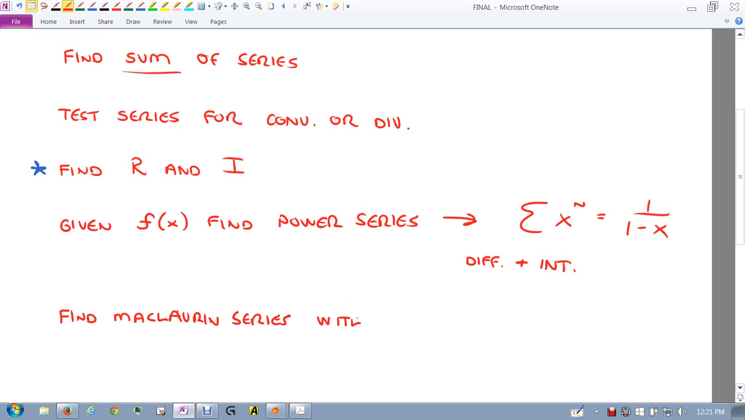Without using the table. And remember I said I would provide you the table of the common Maclaurin series. This one says find the Maclaurin series without using the table.